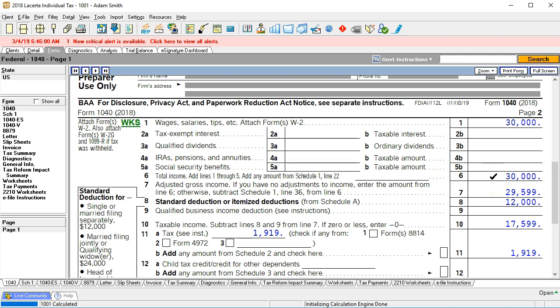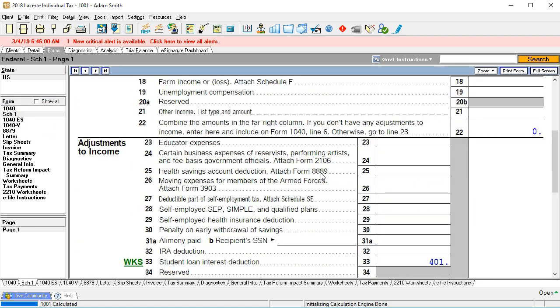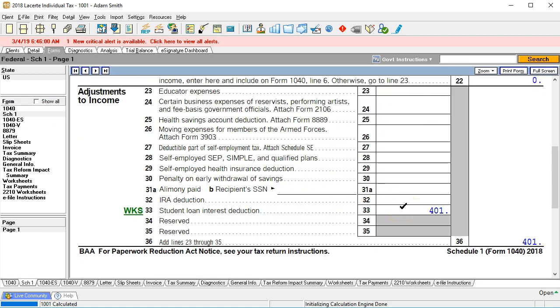And note there's a difference there. What is that difference due to? Well, we're going to go over to the Schedule 1. Schedule 1 is where that difference will be, down here on line 33, which will be the $401 student loan interest deduction. So that's where it's going to go basically on the tax form.